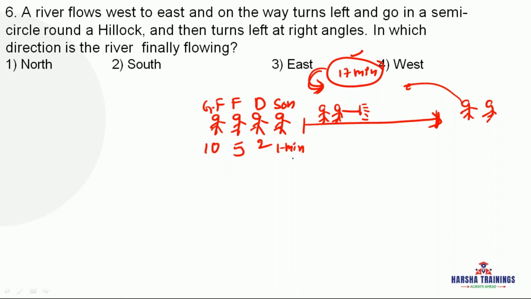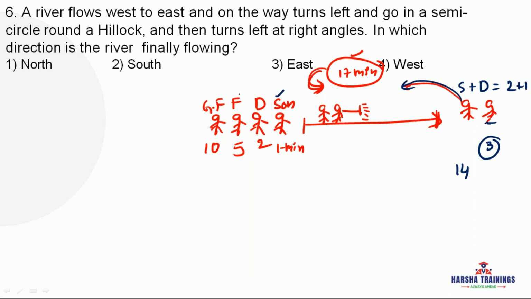Let me check. First, son and daughter cross the bridge. How many minutes? 2 minutes. Daughter stays here. Son comes back, taking 1 minute. So in total, 3 minutes completed. Remaining minutes: 17 minus 3, 14 minutes.